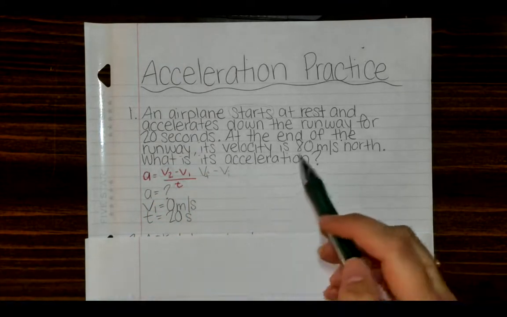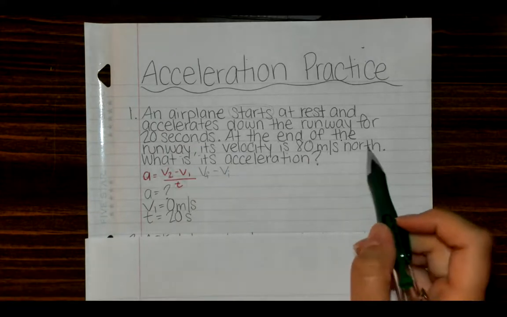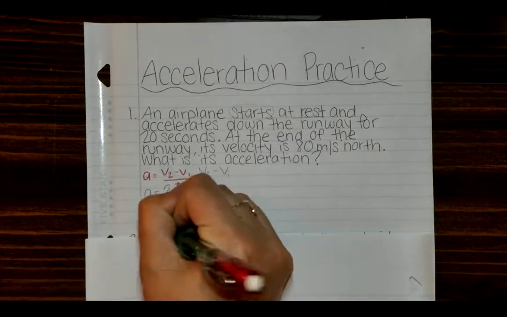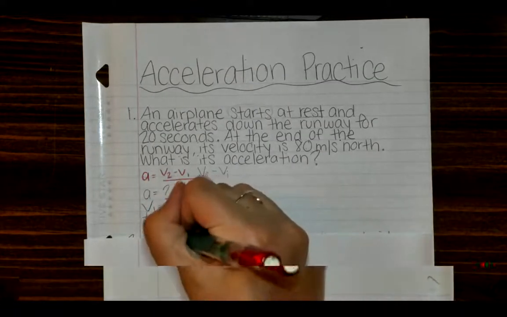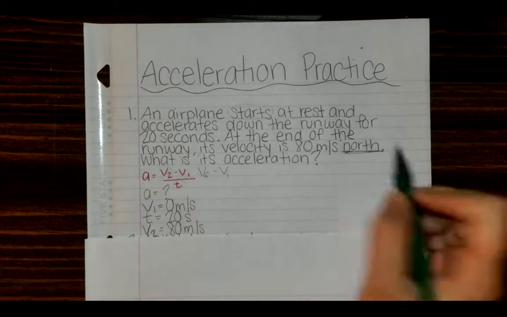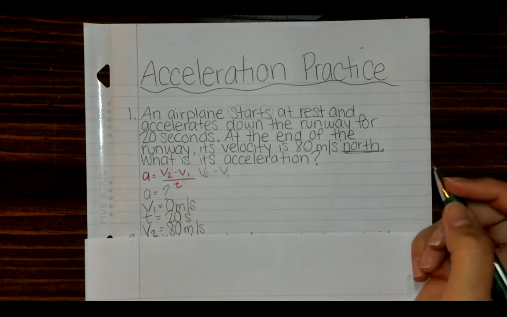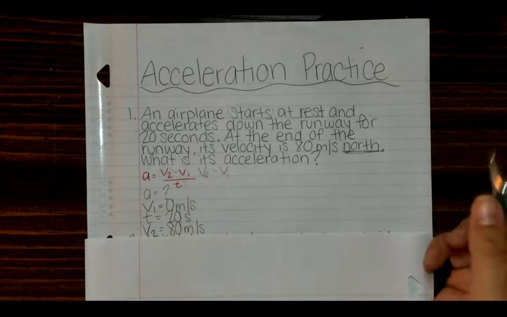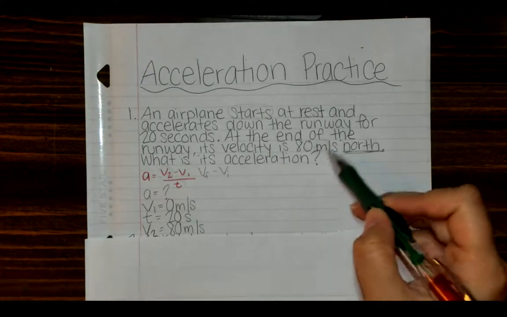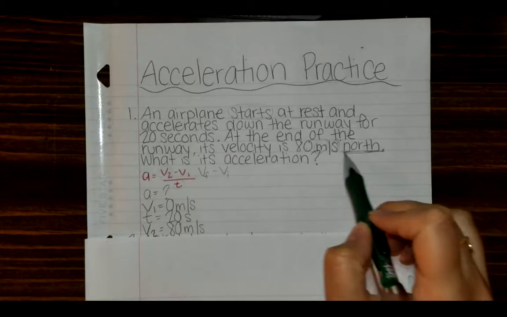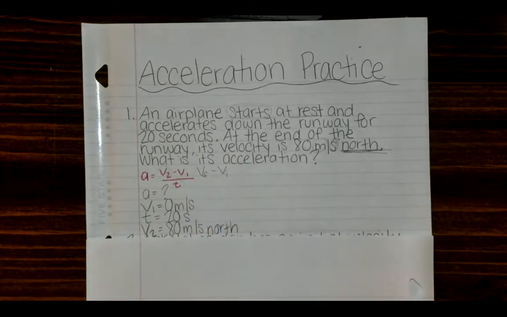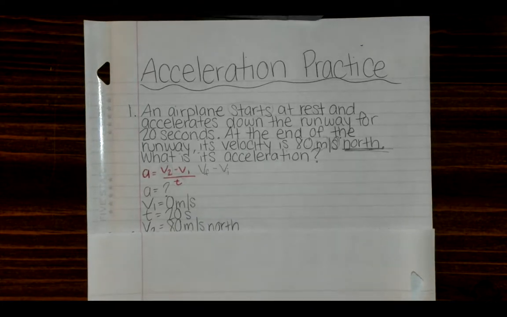And then it says its velocity is 80 meters per second north. So that is our second velocity, or our V2. And it's 80 meters per second, but that's not it. It also tells us our direction. That's the difference between velocity and speed. Speed tells us the distance over time, whereas velocity tells us distance over time and in which direction, and it tells us it's going north. So we're going to go ahead and add that to our unit. So now we have all of the missing pieces to solve.